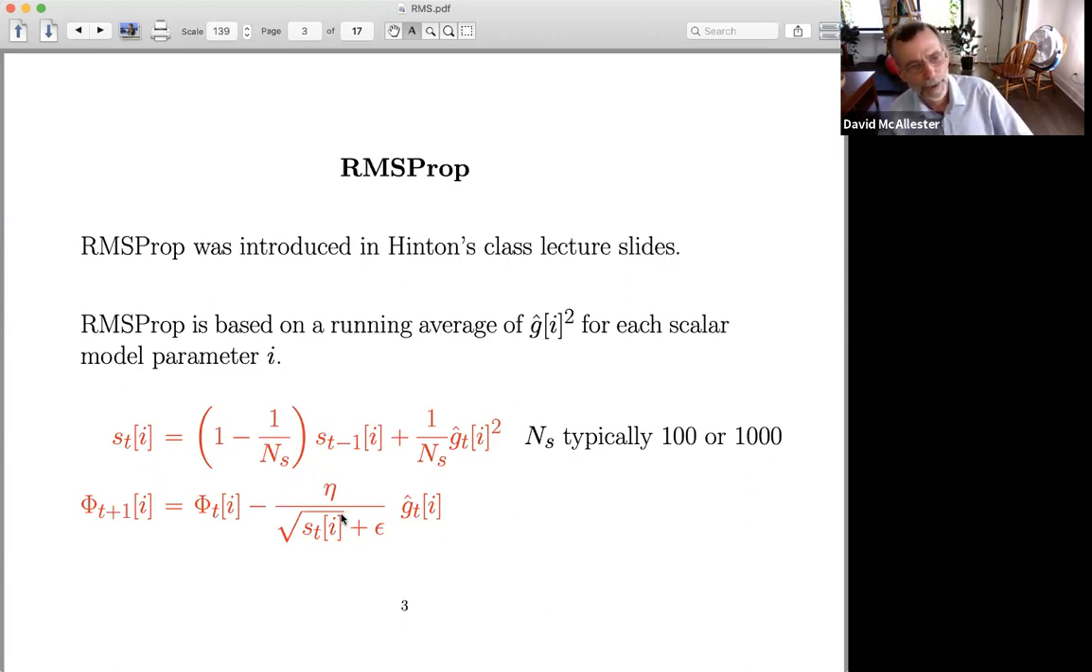And then we use this update. So I've computed this running average of the square. I take the square root of that and then add some constant to prevent this from going to infinity if this was 0. And then I use that whole quantity as the learning rate for this particular parameter, right? So we're getting a different effective learning rate for each particular scalar value of the parameter.